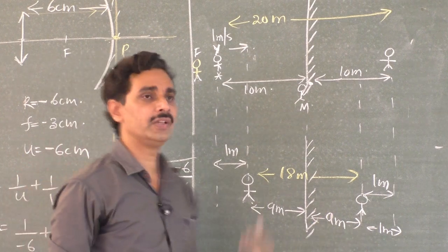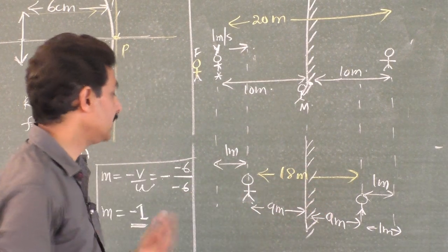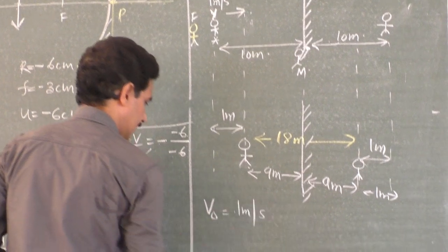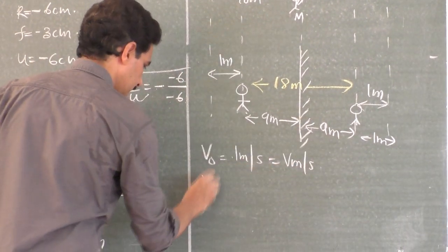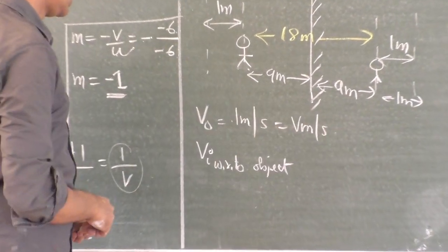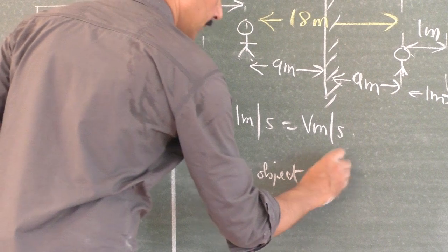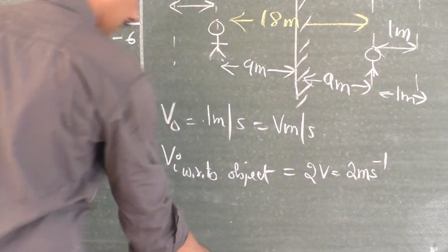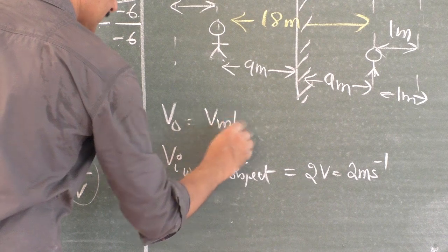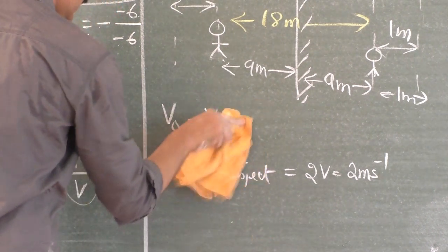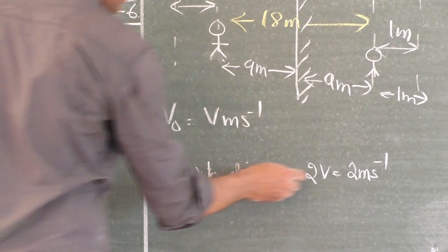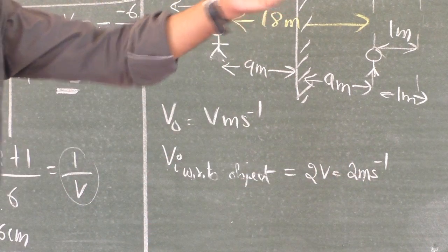So what do you feel? You feel that the image is running towards you at 2 meters per second. So if the speed of the object is V meters per second, then the speed of the image with respect to the object is, and this is very important, equal to 2V. That is equal to 2 meters per second. So if an object is moving at V meters per second, then the image will be moving at 2V meters per second. The velocity of the image with respect to the object is 2V meters per second. That means with respect to me, the image is moving at 2 meters per second.